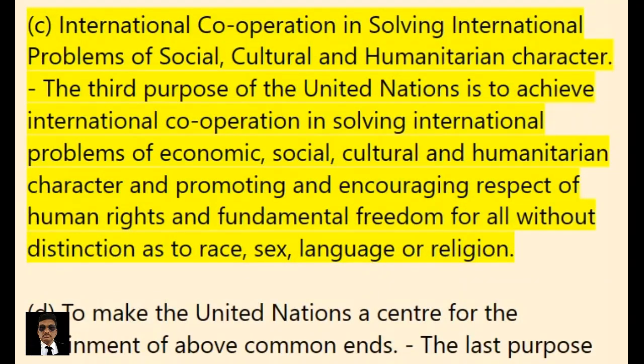C. International cooperation in solving international problems of social, cultural, and humanitarian character. The third purpose of the United Nations is to achieve international cooperation in solving international problems of economic, social, cultural, and humanitarian character, and promoting and encouraging respect of human rights and fundamental freedom for all without distinction as to race, sex, language, or religion.